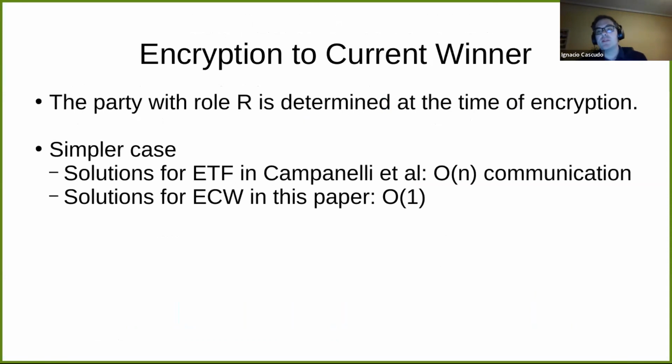this is actually a simpler case, because in the case of encryption to the future, the communication that you need in order to send an encryption of a message is linear in the total number of parties in the system. Here we will show that encryption to the current winner can be achieved with communication which is independent from the number of parties, or at least the online communication.